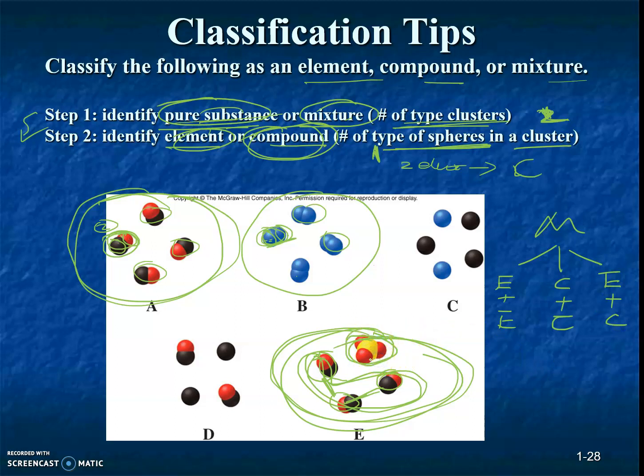In this cluster, how many types of spheres do I have? I have 3 red and 1 yellow. The 3 red are the same type and the yellow is a different type. So I have 2 types of spheres in this cluster. So that means this is a compound. Now look at this. I also have 2 different spheres in this one. This is also a compound. So my mixture is made from 2 compounds.